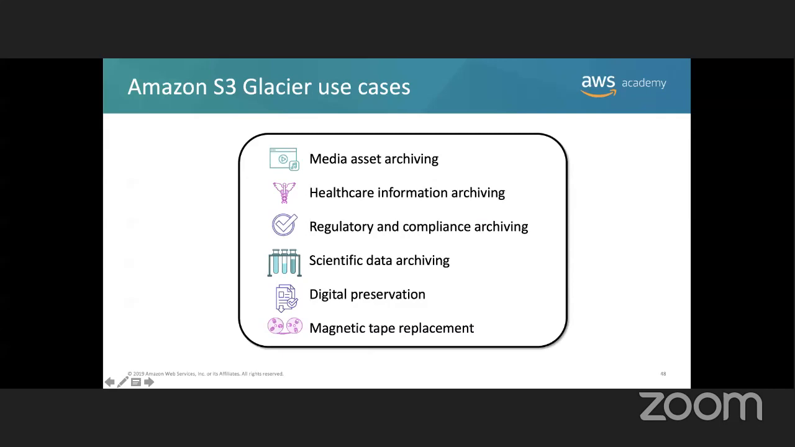Amazon S3 Glacier use cases: media assets archiving. S3 is for media assets, and S3 Glacier is for archiving of those media assets. Healthcare information archiving: you want to keep the patient's records for a long time, 5 years, something like that. I think as per HIPAA policy, you have to keep the files for 5 years, and then you can dispose of that. I'm not sure about that, but I've heard that. Regulatory and compliance archiving, scientific data archiving, digital preservation, and magnetic tape replacements. So things that need to be stored for a long time, long-term archiving, Glacier is the one for that.